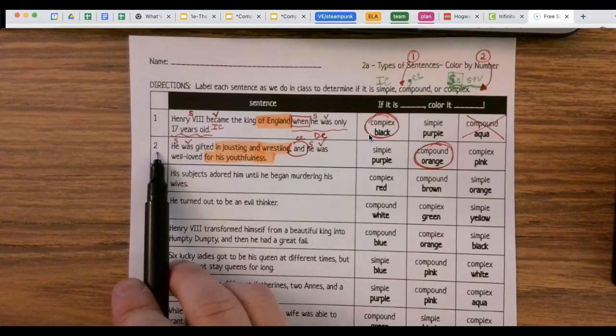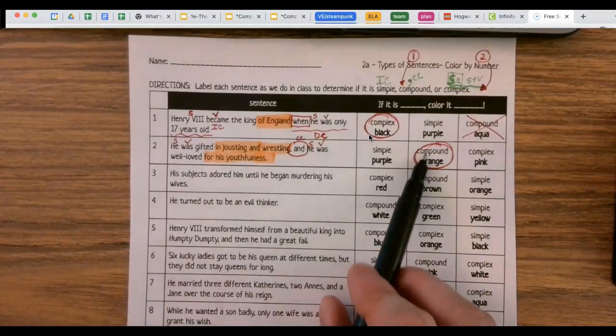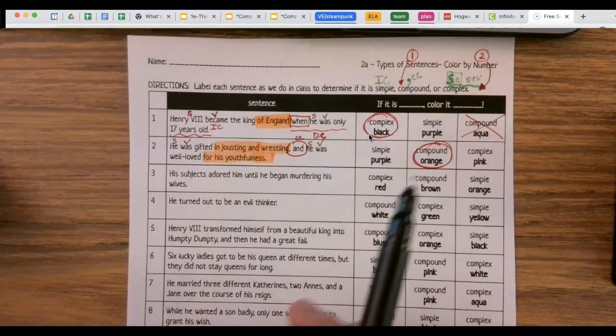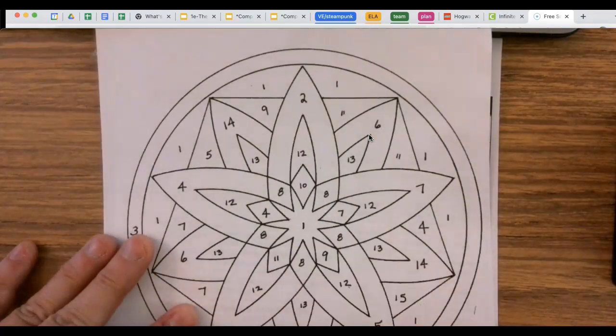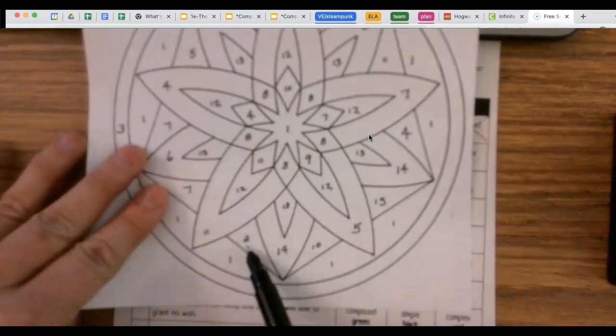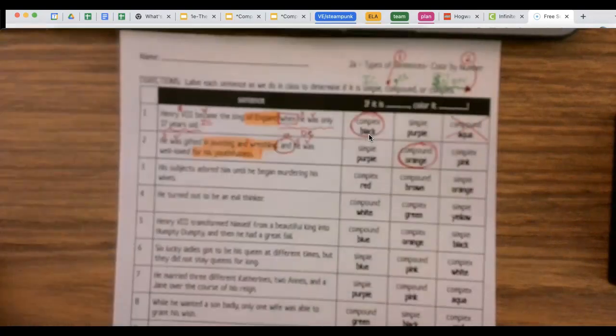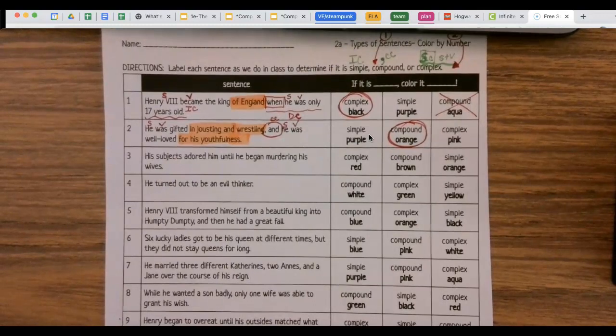Since this is question number 2 and the answer is compound, I'm looking at the color orange. So I'm going to go to my coloring page, and anywhere that I see the number 2, I'm going to color orange. We're going to do 2 more examples together, and then you are going to finish this page. His subjects adored him until he began murdering his wives.